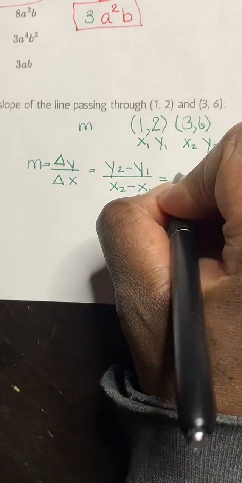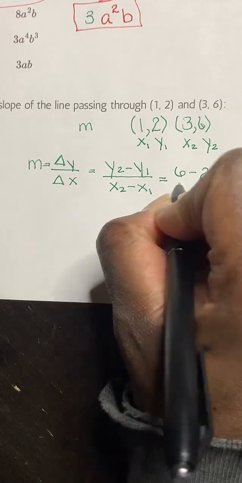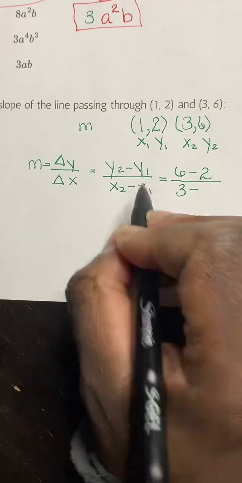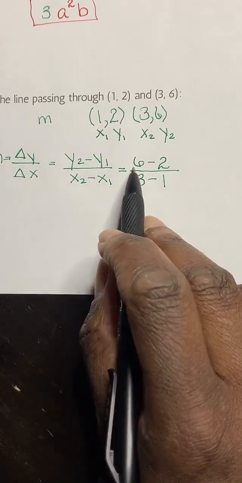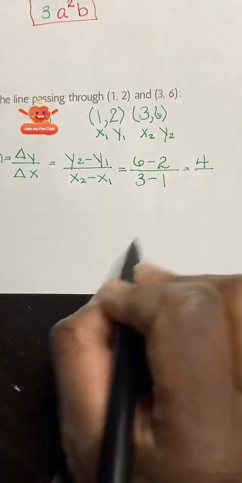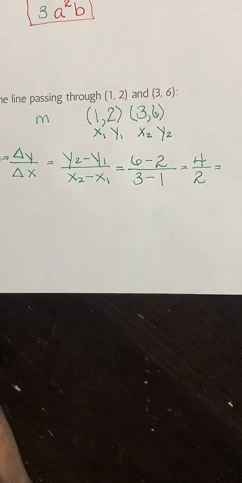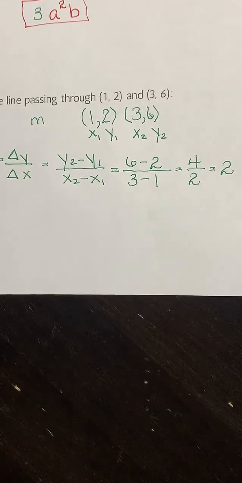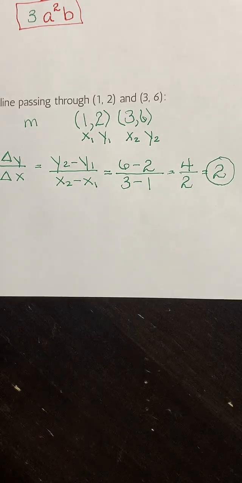So now y2, that's 6, minus my y1, which is 2, over my x sub 2, which is 3, minus my x sub 1, which is 1. So now 6 minus 2, that gives me 4. 3 minus 1, that gives me 2. 4 divided by 2, that gives me 2. This, my dears, is my slope.